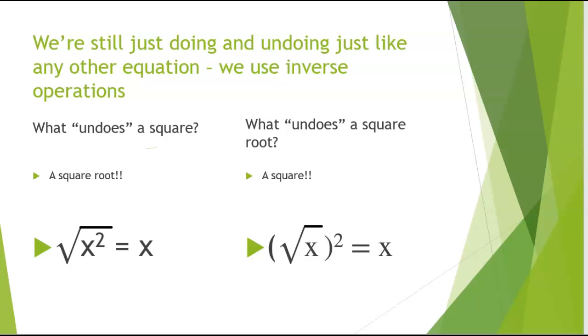Well, here, what undoes a square? A square root undoes a square. The square root of x squared equals x. What undoes a square root? A square. So if we have the square root of x squared, that's also x. Does that make sense to you?